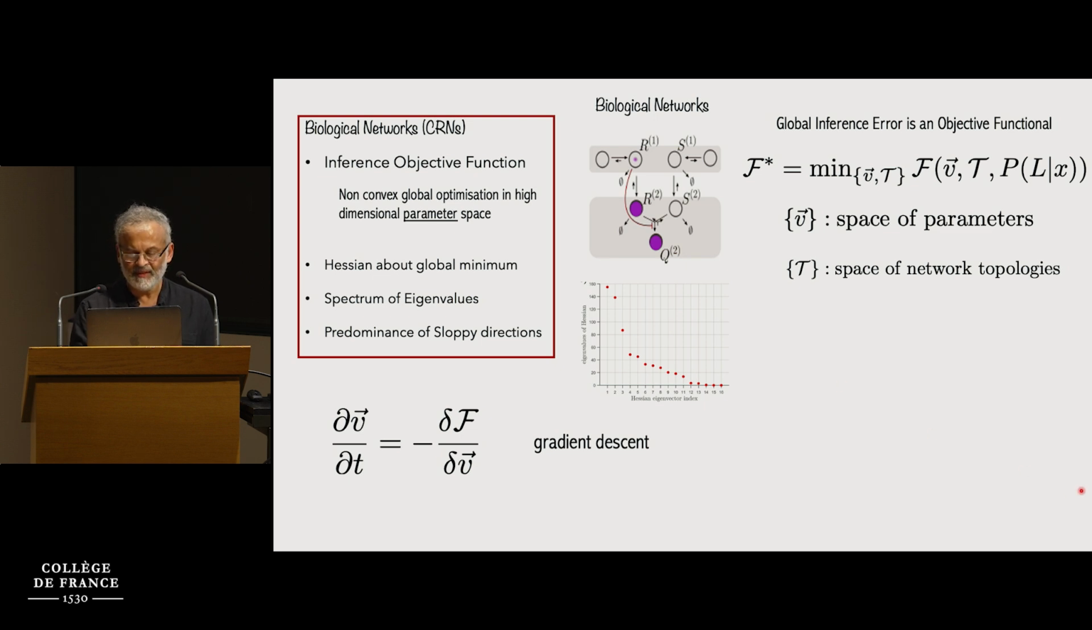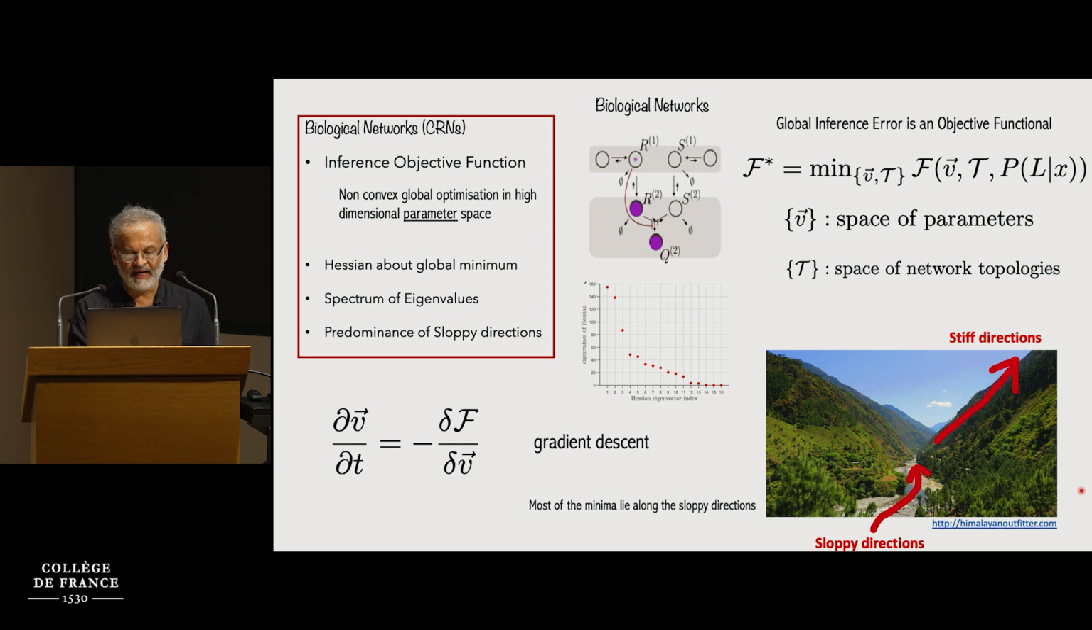So ultimately, the idea is that the topography of the low inference error landscape is something like this. Most directions are very sloppy. You're moving around in the valley, but there are few directions which are stiff, and these few stiff directions need to be subject to cellular control. Now, the question is, what is the reason for having such a high dimensional reduction? How common is such a dimensional reduction in a variety of biological networks that we might see?